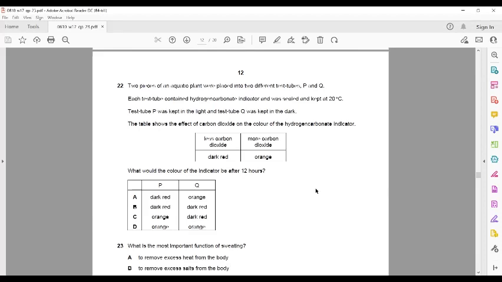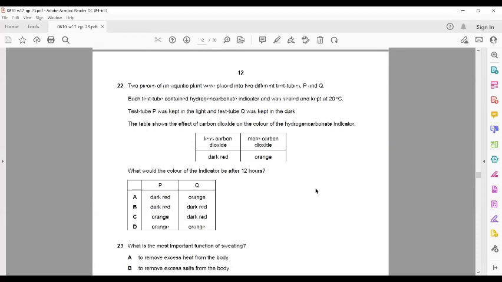And also the carbon dioxide is being consumed, isn't it? So the amount of carbon dioxide in the environment surrounding that plant becomes less and less every time, because it's using it to do photosynthesis. So plant B is taking up the carbon dioxide, but plant Q is not, because it is kept in the dark and is actually respiring.